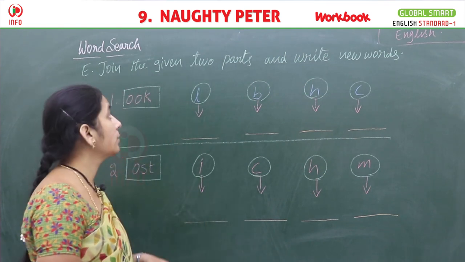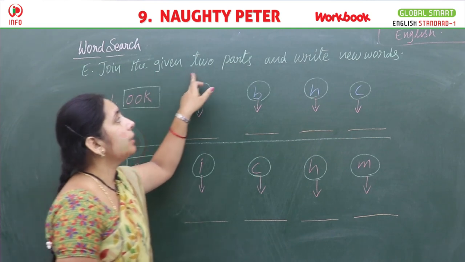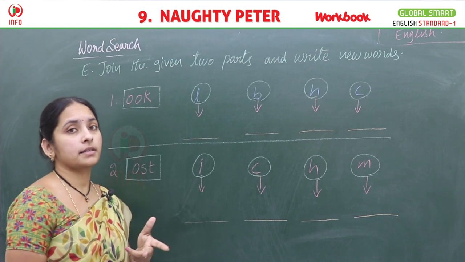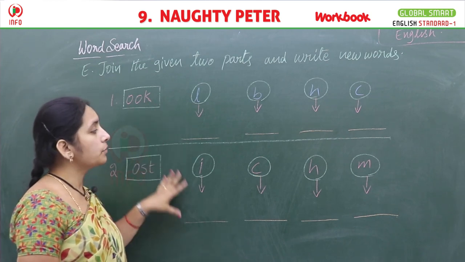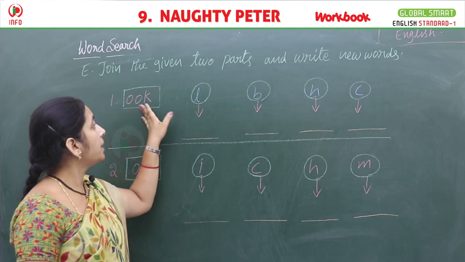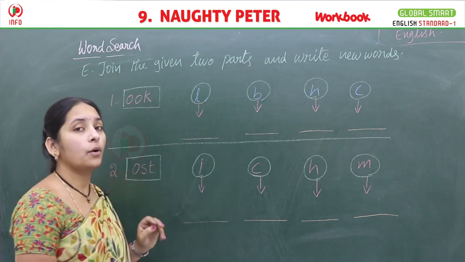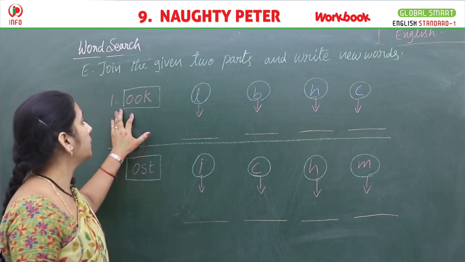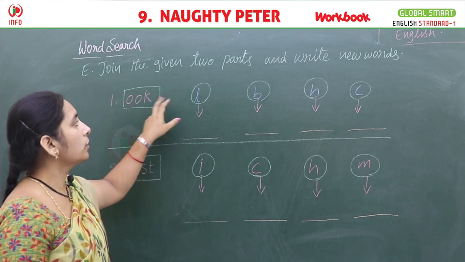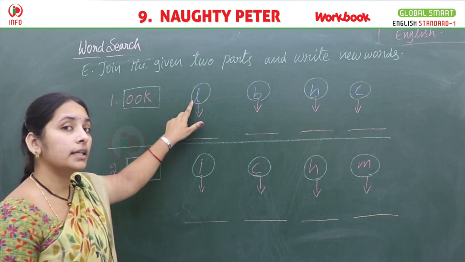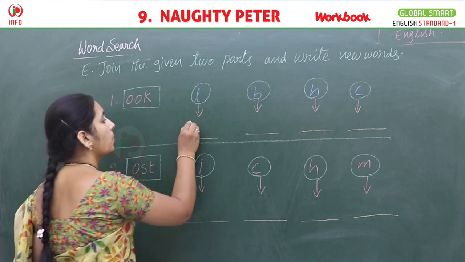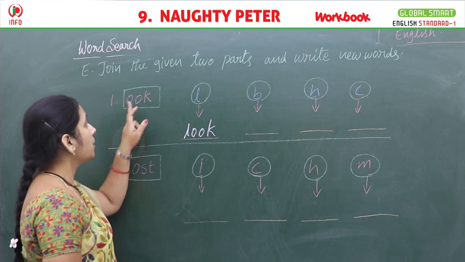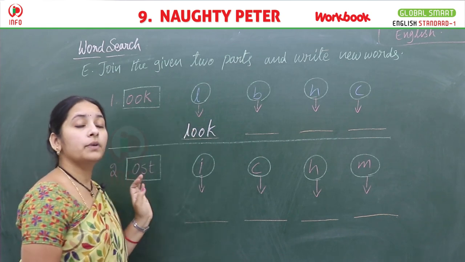See children, the next part is very interesting. Join the given two parts and write new words. Here two types of word parts they have given, and by joining these we get new words. One I'll tell you, the remaining you can do. OOK is there. If we add L with it, what does it become? L-O-O-K, look, right? If we add this part to this, we get a new word.